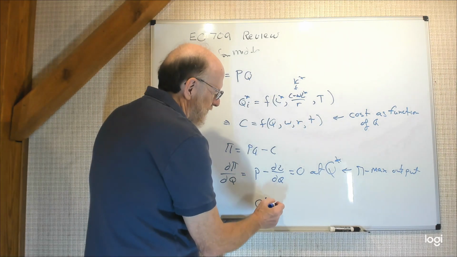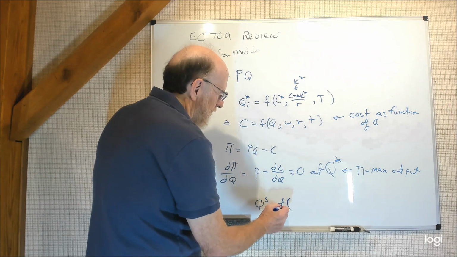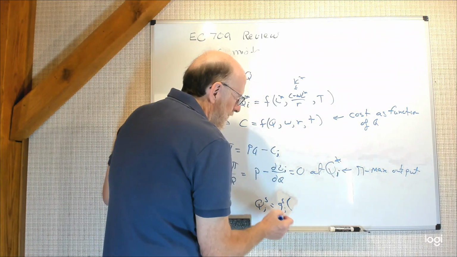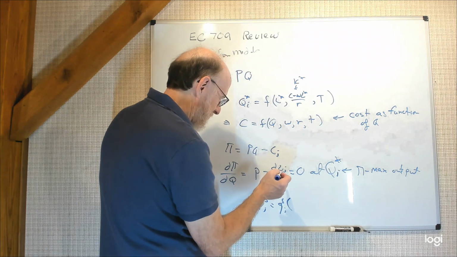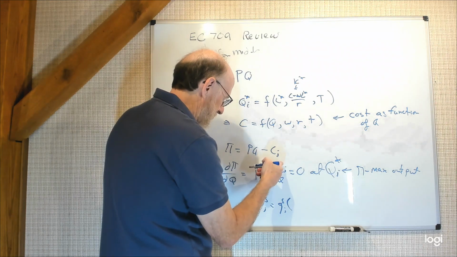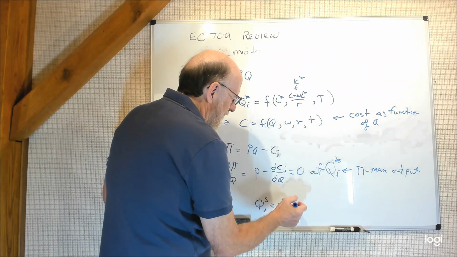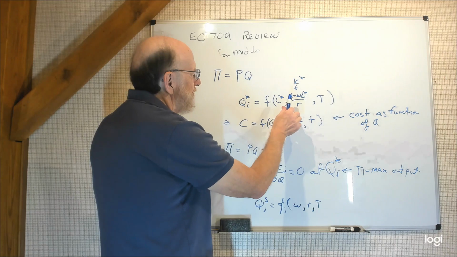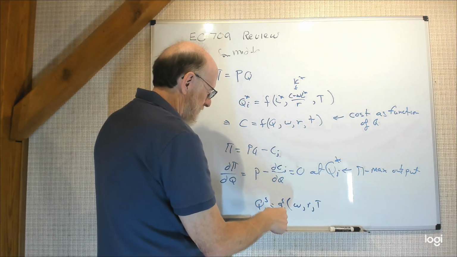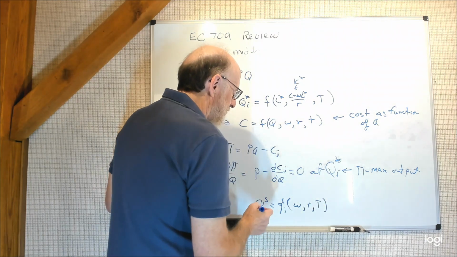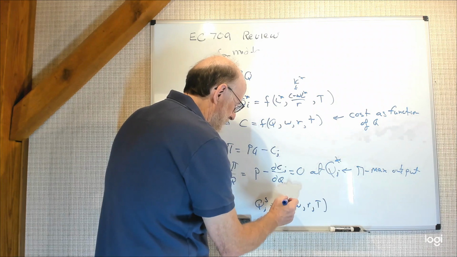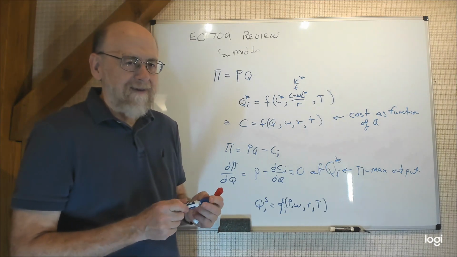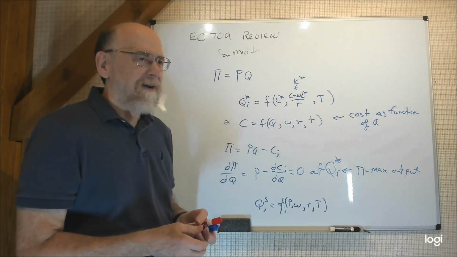Q^S is a function of W and r and P. All right, so we can very efficiently get from the cost function, after we derived it, to the supply function of the firm.